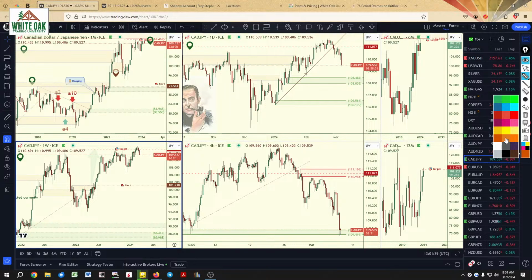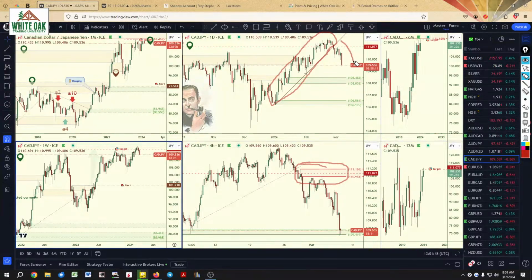I'll do some drawing now. Oh, that's not what I want. There's the weakness that we were talking about coming into the market. Remember we were talking about that short-term momentum, supply coming into play, breaking of the ascending structure here, which led to a move to the downside. As you can see, that is indeed what took place.